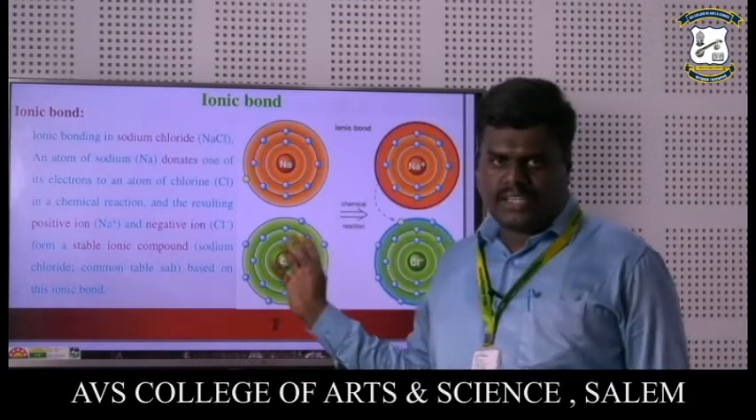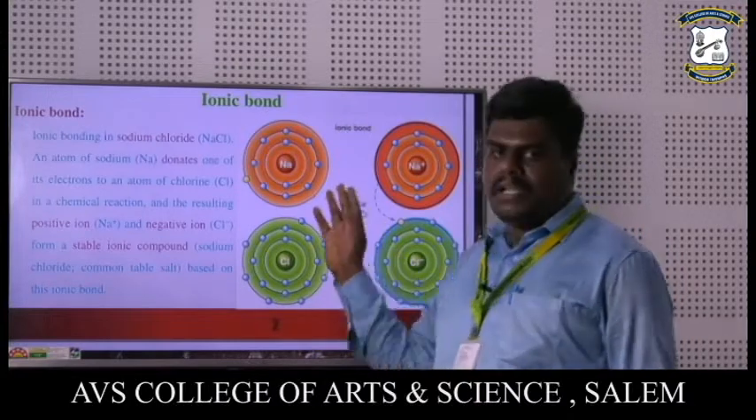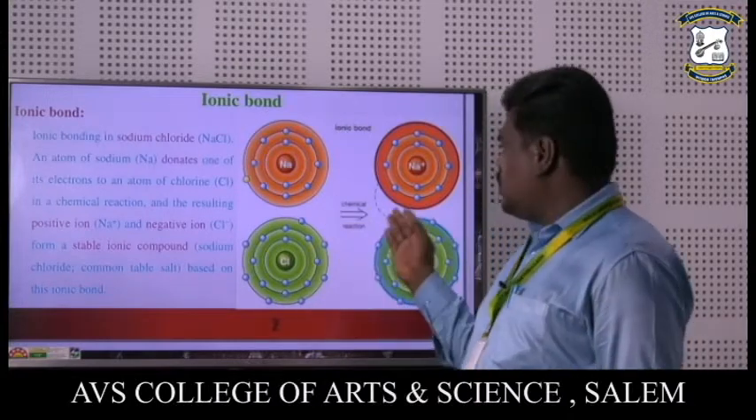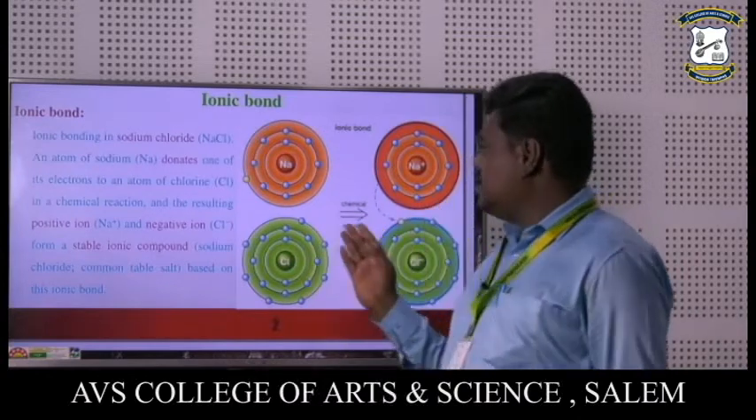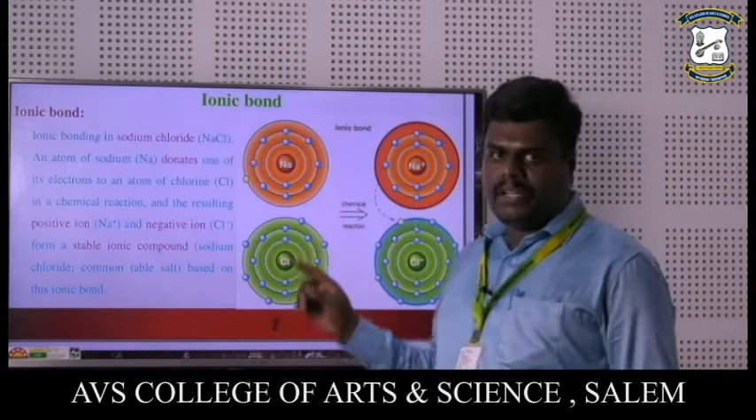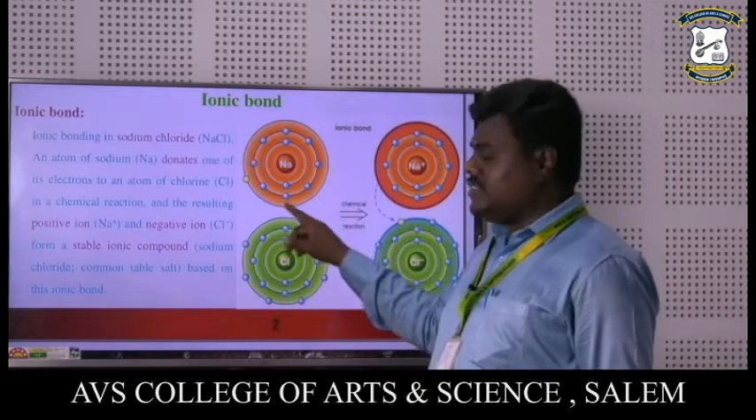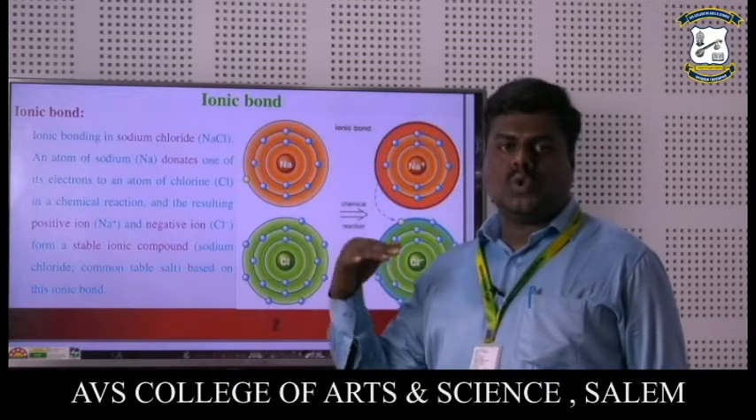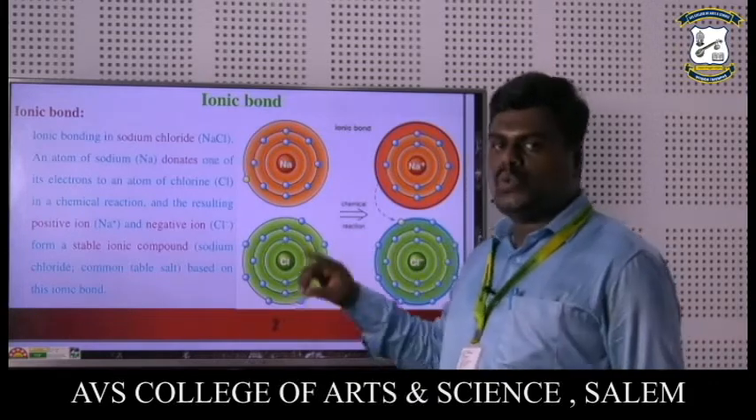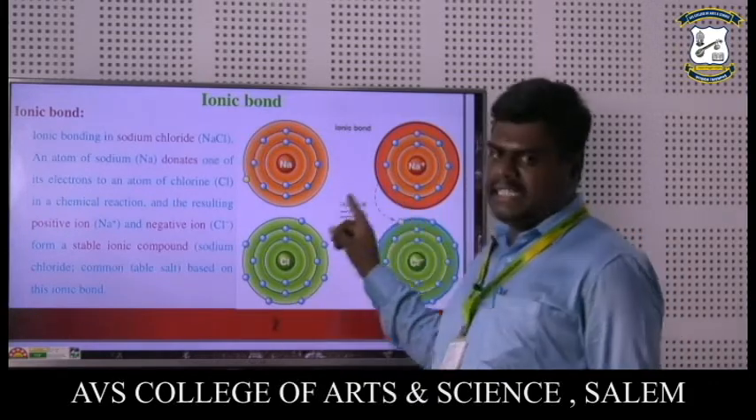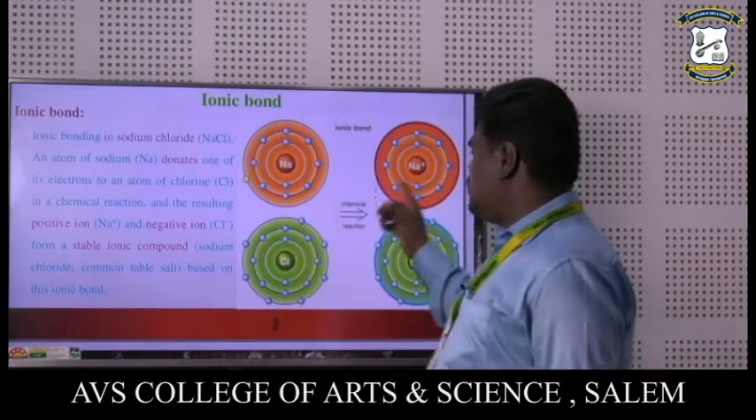For example, we are seeing sodium chloride as an example. Sodium's atomic number is 11. The electronic configuration is 1s2, 2s2, 2p6, 3s1. In the outermost orbital, only one electron is available. The sodium metal loses one electron and it gives the sodium plus ion. So, Na plus, a single positive charge, is formed.